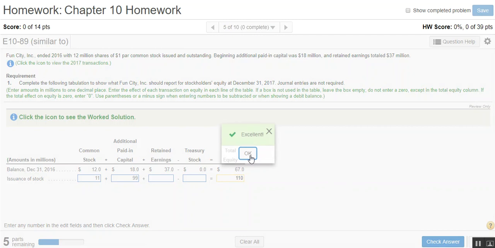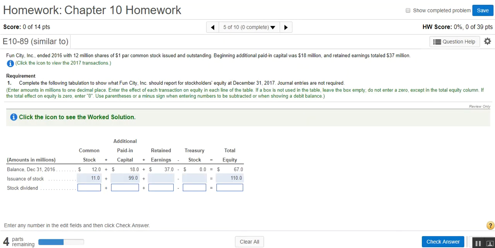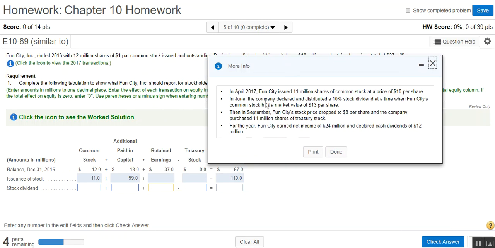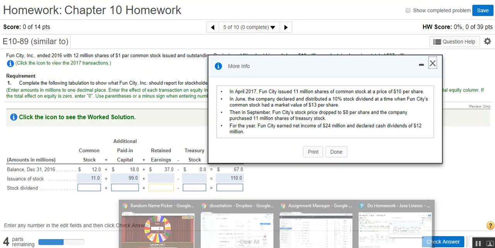Okay, let's look at the other one now. Okay, let's go ahead and do a stock dividend now. You will notice here that it says in June, the company declared and distributed a 10% dividend at a time when Fun City's common stock had a market value of $13. Again, the easiest way to tell what the effect is on stockholders' equity is to go ahead and make the accounting entry. So let's go over here and look how we would make this accounting entry.